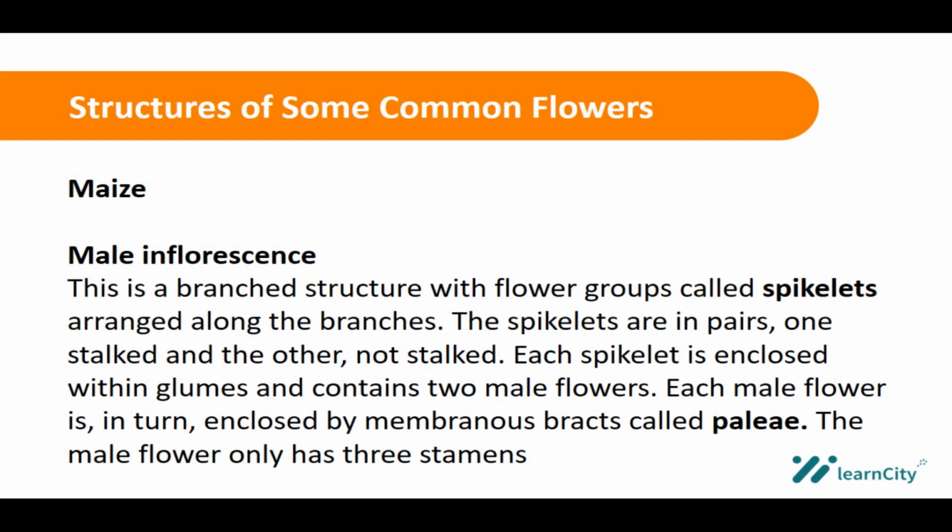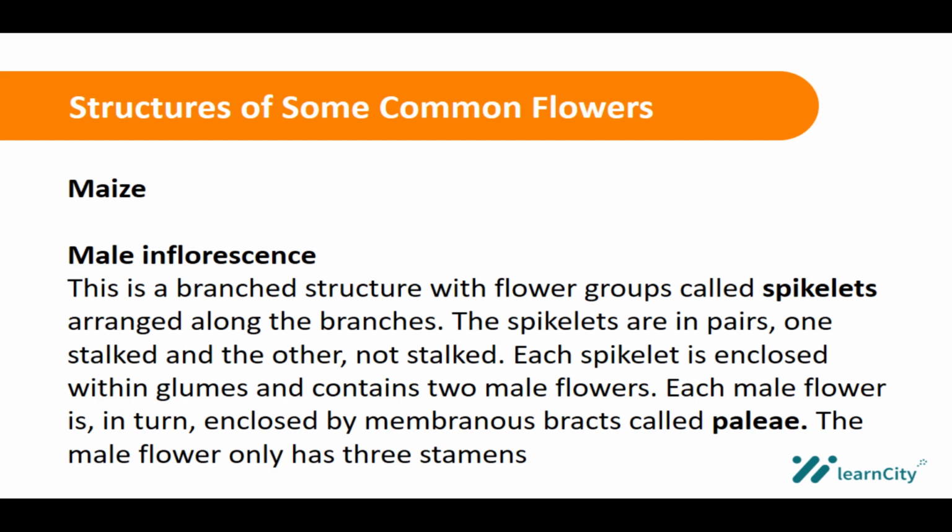The male inflorescence of the maize plant is a branched structure, and it has flower groups called spikelets. These spikelets are arranged along the branches. The spikelets are in pairs, one stalked and the other not stalked. So we have stalked spikelets and non-stalked spikelets in the male inflorescence of the maize plant.